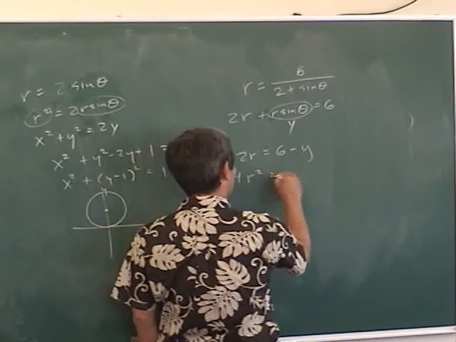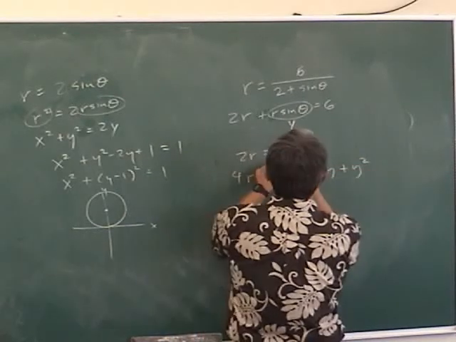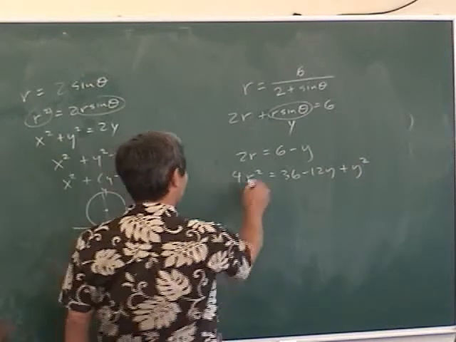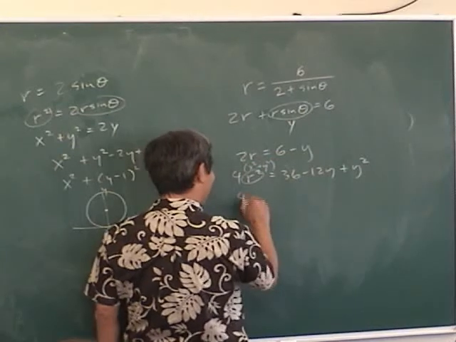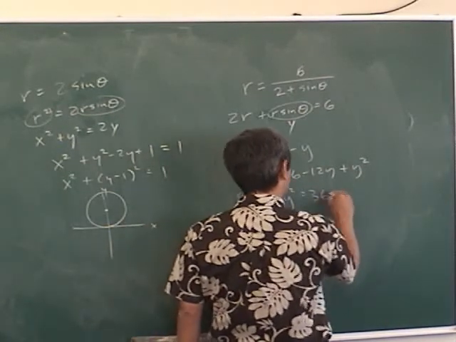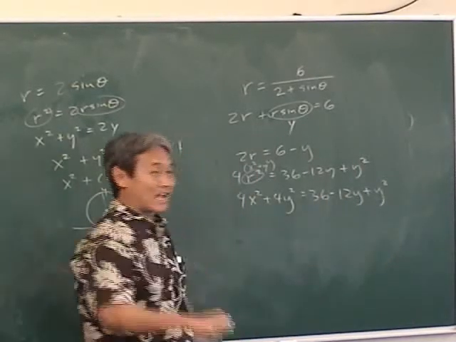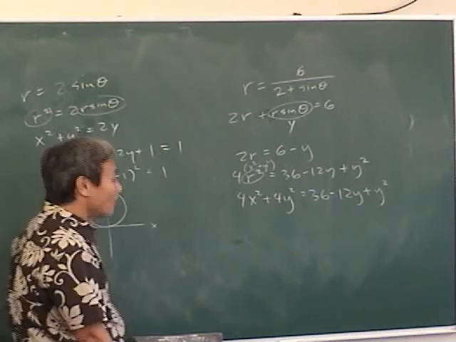So square both sides. 4r squared equals 36 minus 12y plus y squared. And please don't just go 36 plus y squared. You've got to square the whole side. r squared is x squared plus y squared. And so you have 4x squared plus 4y squared equals 36 minus 12y plus y squared. Now we recognize this as, look at this. Ellipse!